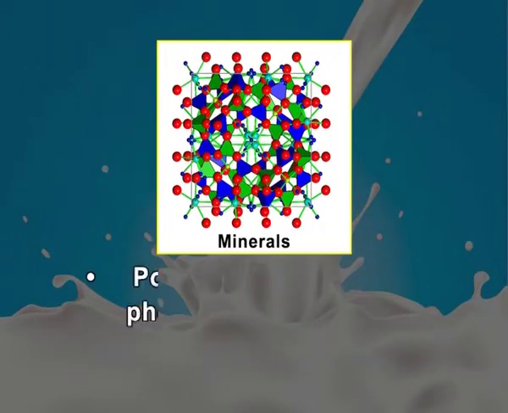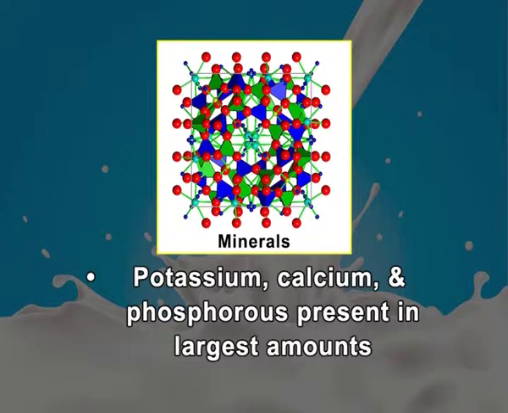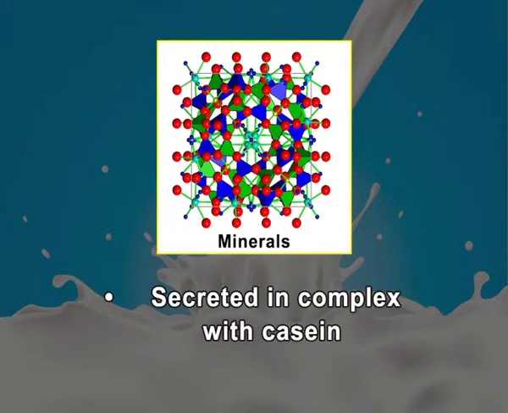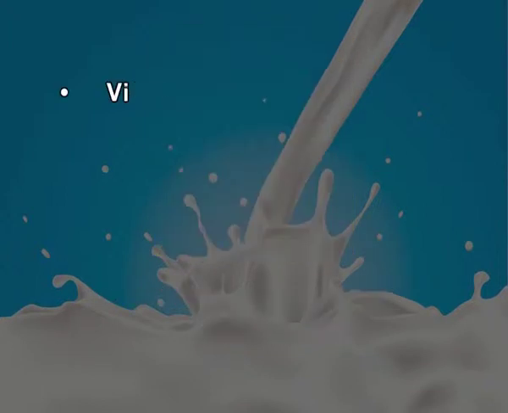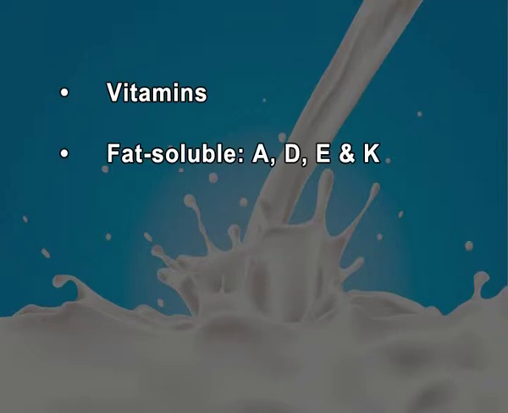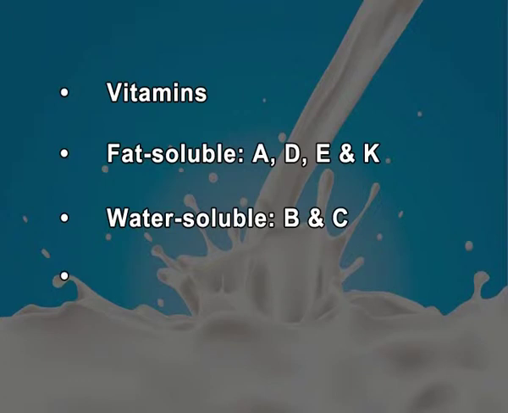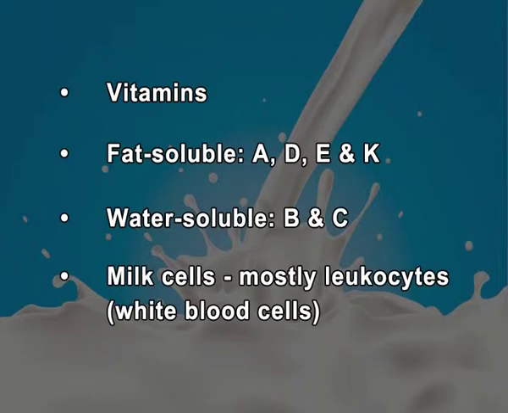Minerals: potassium, calcium and phosphorus present in largest amounts, secreted in complex with casein. Others are vitamins, fat-soluble A, D, E and K, water-soluble B and C. Milk cells are mostly leukocytes, white blood cells.